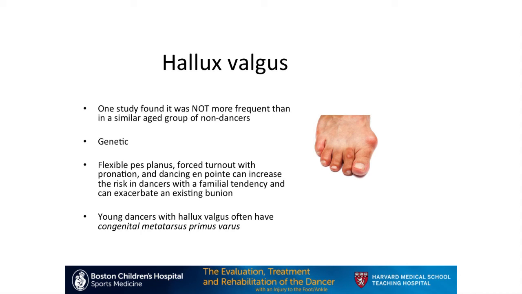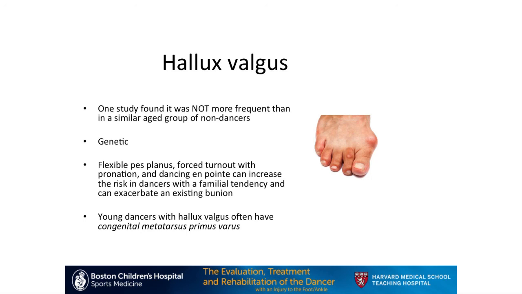In my world, it's hallux valgus. And so there's this debate, does dancing cause bunions? What's going on? And there have been a lot of studies, and it's still up for debate. But we think it's genetic, there's a familial tendency to it. And one study found that it's not more frequent than in a similar age group of non-dancers. But often you can think of things like risk factors, like if the dancer's super flexible, if they're forcing their turnout, really increasing the strain on the first MTP. When you're dancing on point, that probably doesn't help it. If you're shoving your foot into a point, that probably doesn't help it. But it's likely this familial tendency.